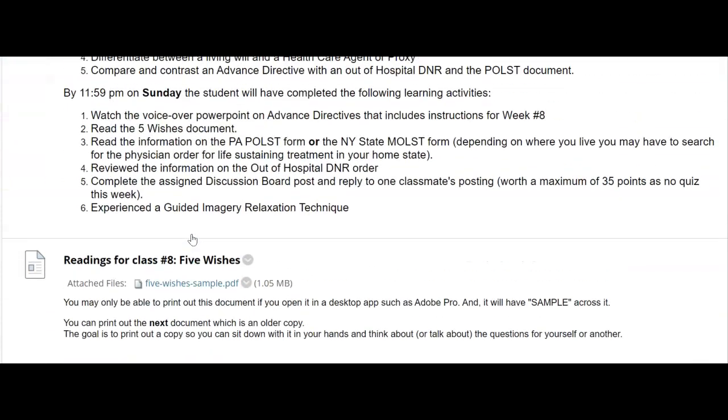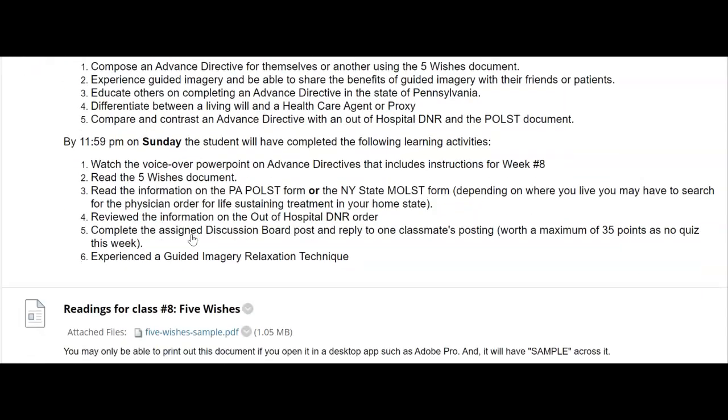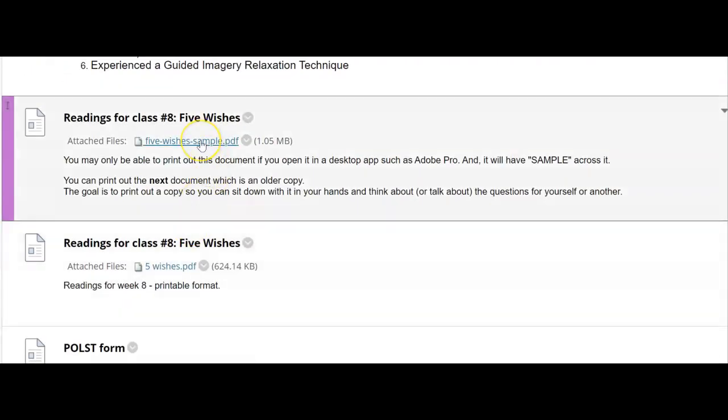So to get to the specifics, you're going to do a few things. This is a sample, so it's not an actual legal document of the Five Wishes. The reason for that is there is a fee. If you want to purchase a Five Wishes document, it's relatively inexpensive.